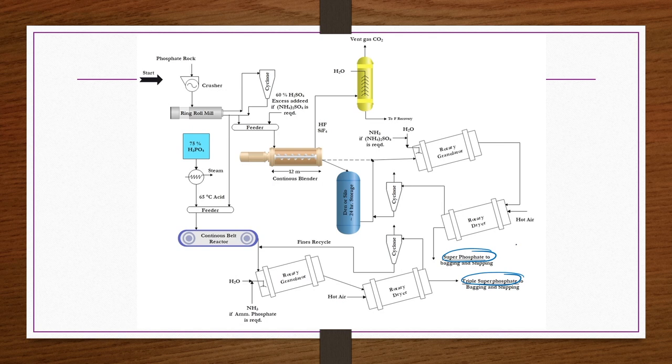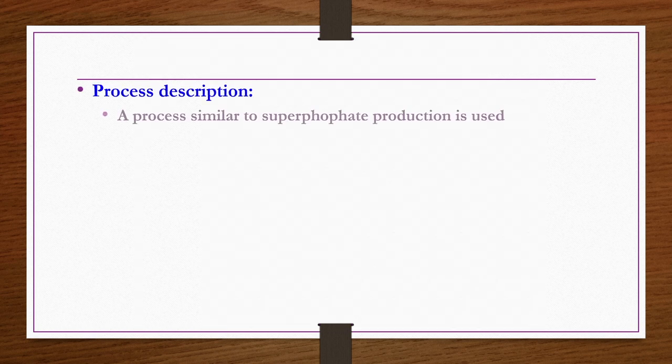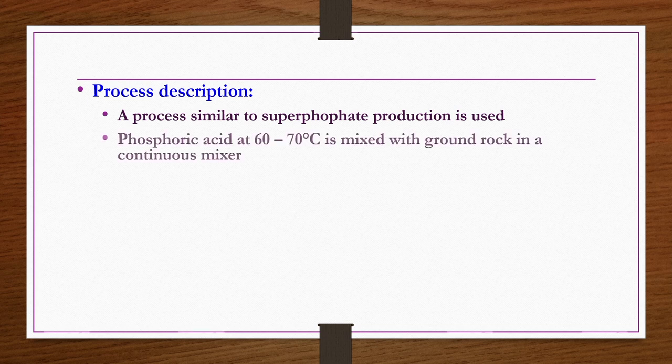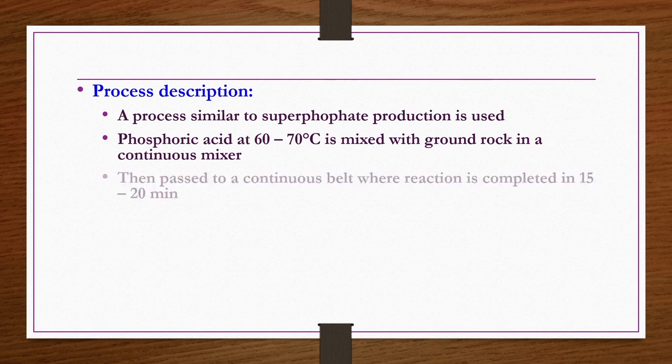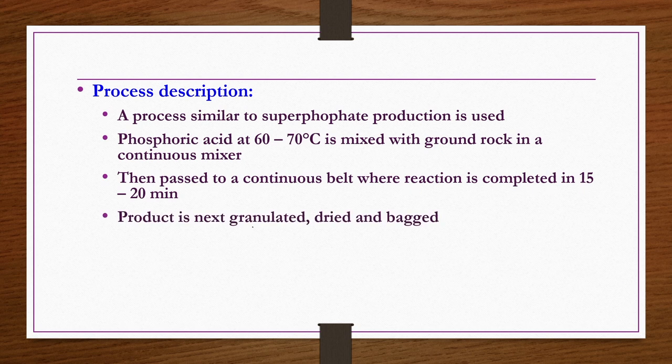So, both of them we have already discussed. Then we can go to the process description of triple superphosphate production. It is very similar to superphosphate production. Phosphoric acid at 60 to 75 degrees centigrade is mixed with ground rock in a continuous mixer, then passed to a continuous belt where the reaction is completed in 15 to 20 minutes. The product is next granulated, dried and bagged.